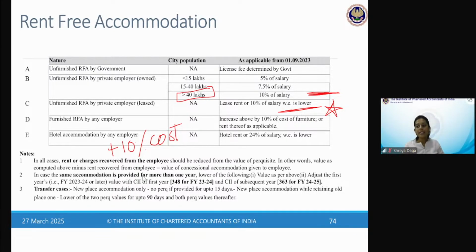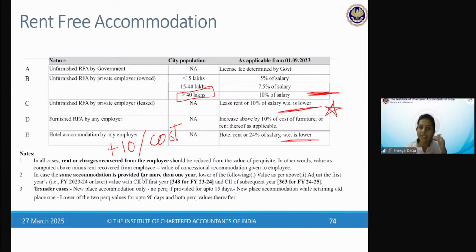And next is hotel accommodation by an employer. So we were talking about accommodation as in house, flat. Okay. Now, if he is providing hotel accommodation, then what? Then hotel accommodation is hotel rent or 24% of salary, whichever is lower. Hotel rent or 24% of salary, whichever is lower.